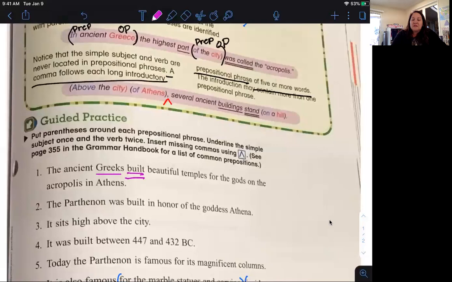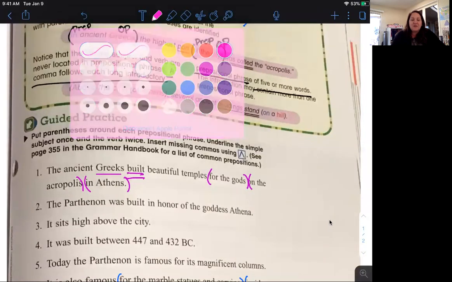Well, let's look here. We only need to find our prepositional phrases. So we have for the gods, on the Acropolis, in Athens. How many prepositional phrases did you find? If you said 3, you're right. We have for the gods, on the Acropolis, in Athens. And that's all you need to do for number 1. So let's move on now to number 2.